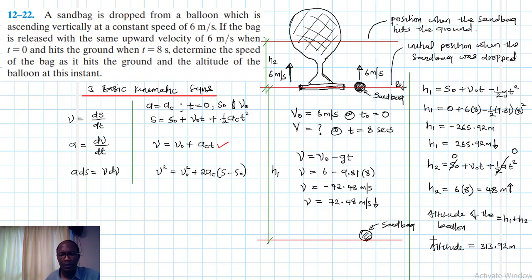All right. So let's outline the solutions. We do have our velocity there. We have our final velocity when the bag hits the ground, and the total altitude of the balloon when the bag hits the ground.